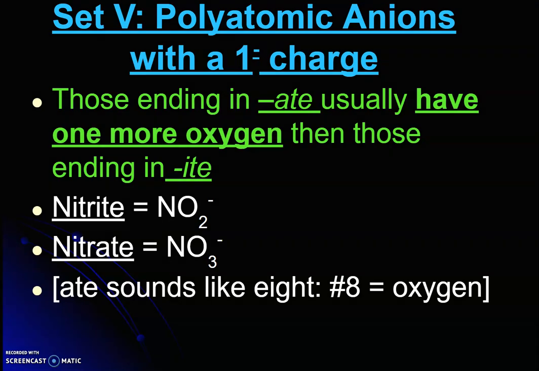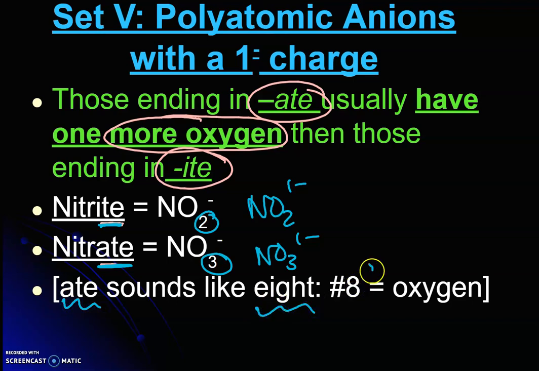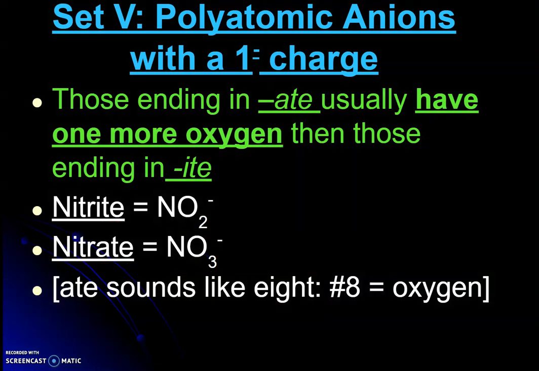If you have a polyatomic ion ending in ate and ite, the one with fewer oxygens will be the ite. The one that has more oxygens will have the ate. So nitrogen has an ite and an ate version. The ite version has one less oxygen than the ate version, which is NO3. So this is NO2 with a 1 minus charge. This is NO3 with a 1 minus charge. And if you think about it, ate sounds like 8, and number 8 is oxygen. It's all about the polyatomic ions that have oxygen.